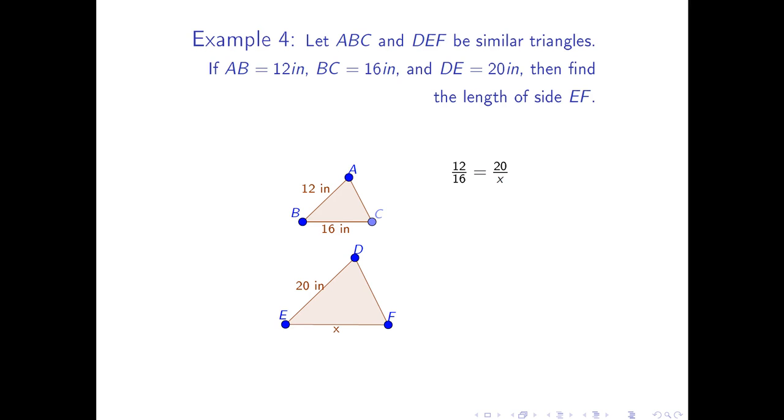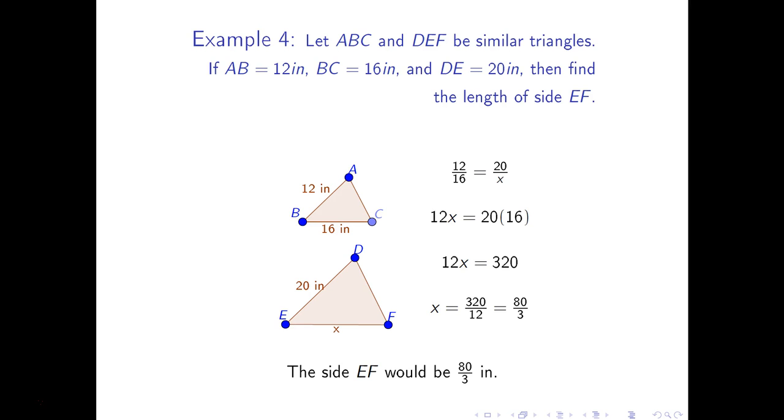Well, as you did that, you can multiply by 16x, which is the lowest common denominator, or cross multiply. If I do that, I get 12x equals 20 times 16, which is 12x equals 320. So now divide, and you get x equals 80 thirds. So our answer is that the final side would be 80 thirds, or x, inches.